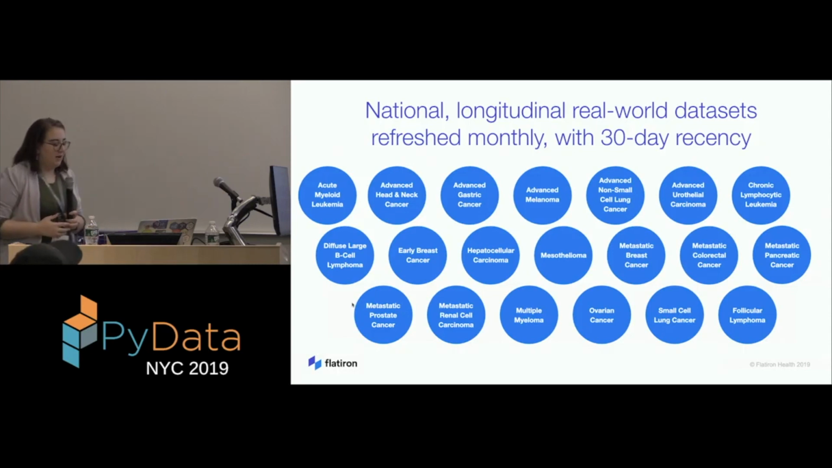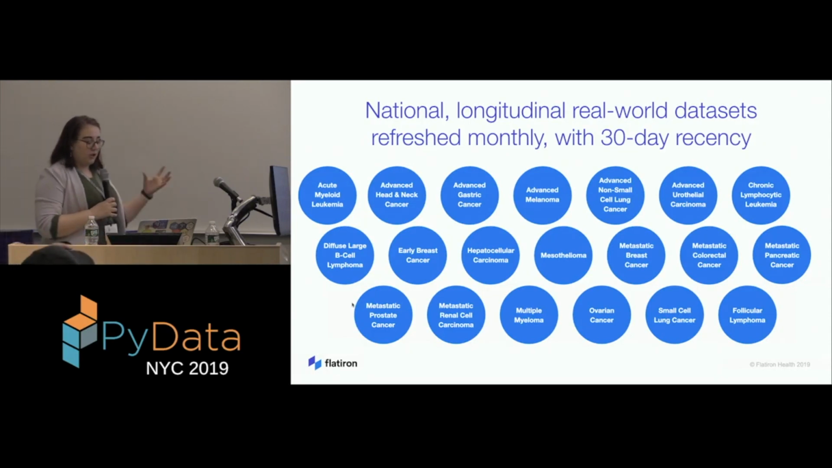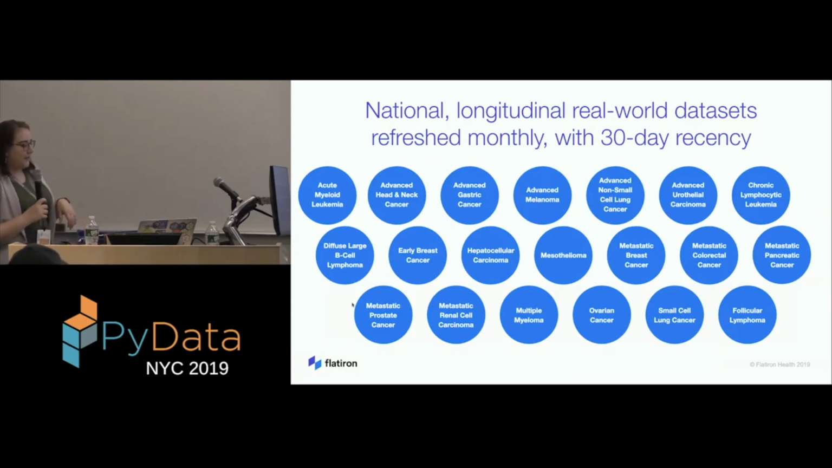So one of our major data products are these national longitudinal data sets of real-world oncology data, which we update and grow each month. So we currently deliver data sets on 20 distinct cancer types. These data sets have some shared but non-identical data structures.